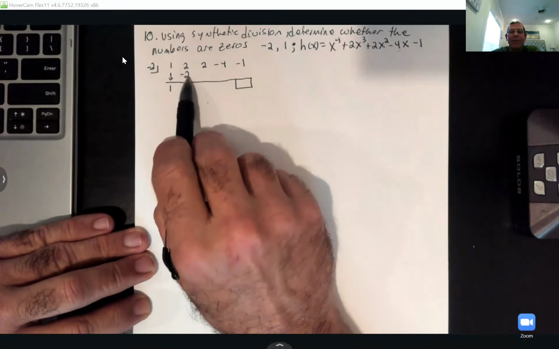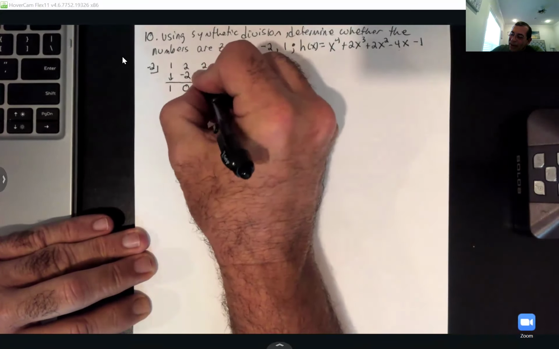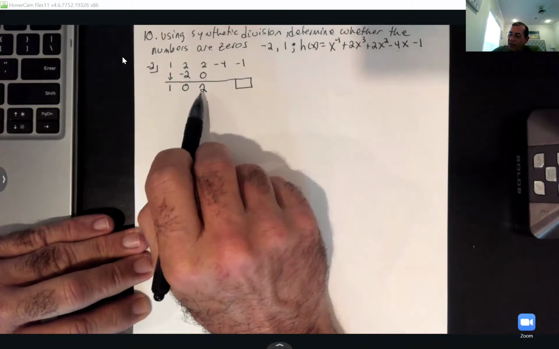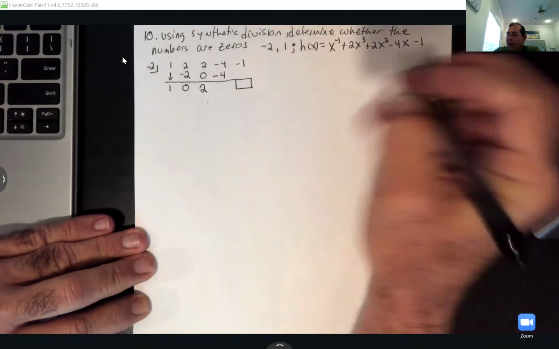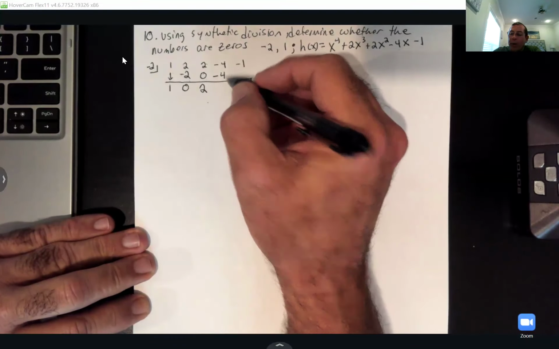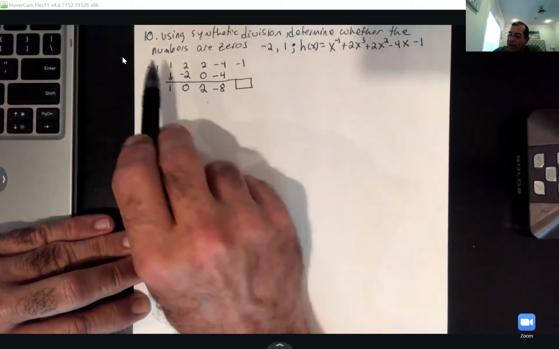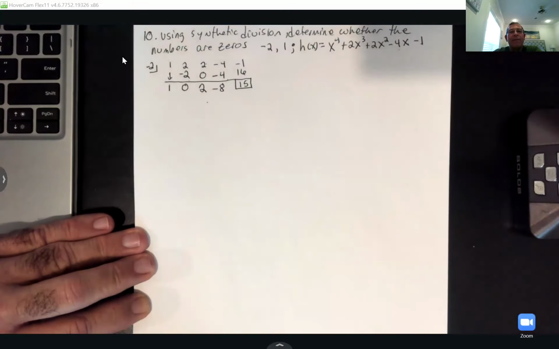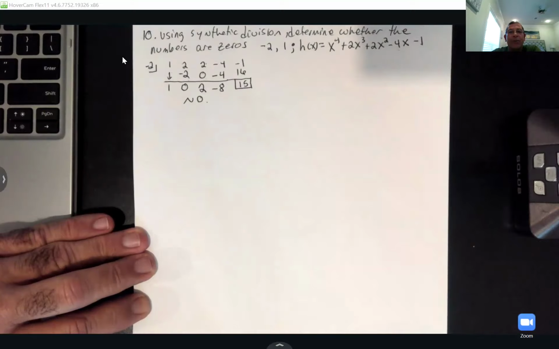All right, now what are y'all doing to those? You're going to subtract. So that's a big 0. And guess what? Now we're just going to repeat, right? 0 times that is 0. 2 plus 0 is 2. 2 times -2 is -4. Uh-oh, y'all, -4 and -4 give me -8. So I don't think I'm getting a 0 here, because -8 and -2 is 16. And y'all, that gives me a remainder of 15. So that's definitely a no for the -2.